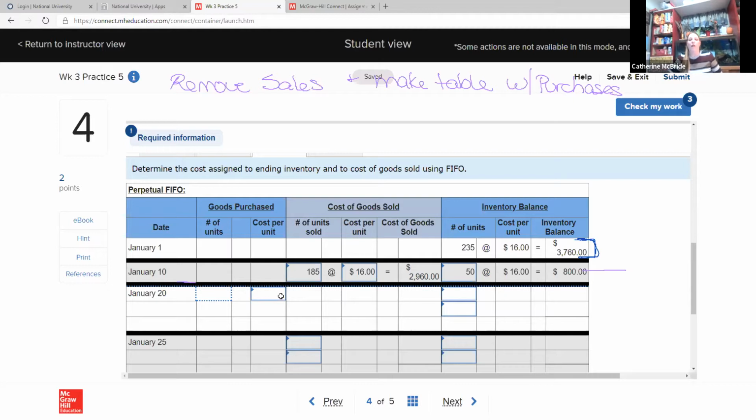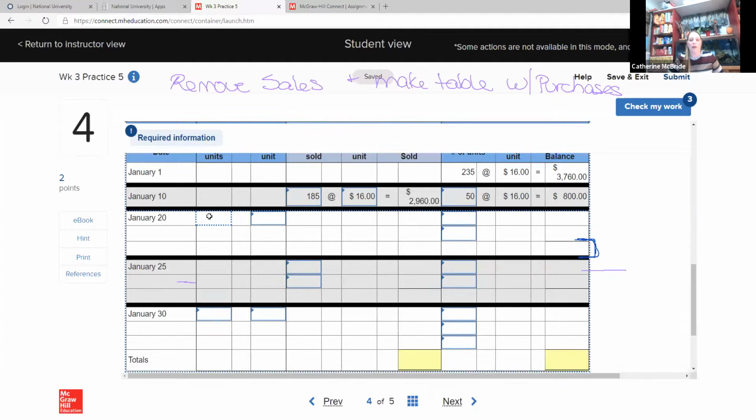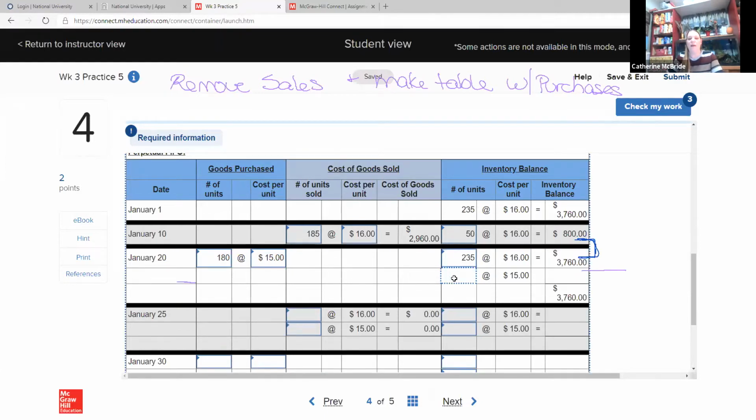Okay. On the 20th, I made a purchase. On the 20th, I bought 180 units at $15. So I'm going to go down here and I bought 180 units at $15. Now I have 2 layers. My first layer is I have 235 units at $16. And my second layer is I have 180 units at $15.